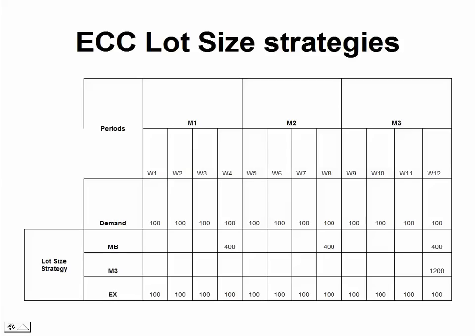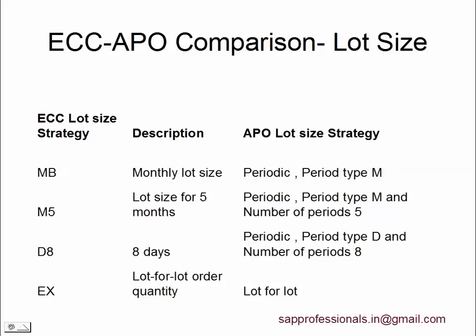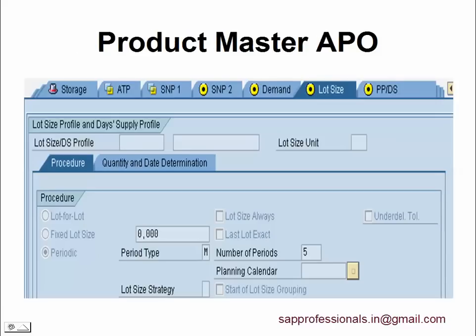Now we understand the different strategies we have in ECC and the meaning. Now let's see the comparison in between the formats of ECC and APO for the lot size. So let's say if we choose lot size strategy MB in ECC, then in APO it comes as periodic and period type M. So it means there will be a checkbox, periodic will be checked on, and period type will be M, and there will not be any value in number of periods.